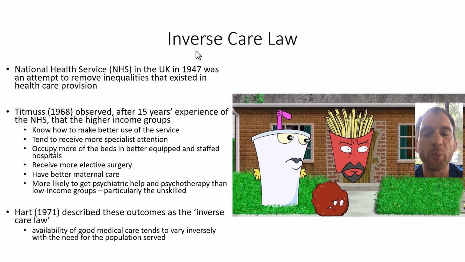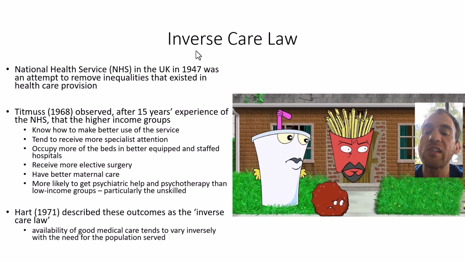Jumping forward a little bit in time to the 20th century in the UK, the National Health Service, the NHS, in 1947 was an attempt to remove inequalities that existed in healthcare provision. Titmuss, 1968, observed after 15 years of experience with the NHS that the higher income groups within the UK knew how to make better use of the services.